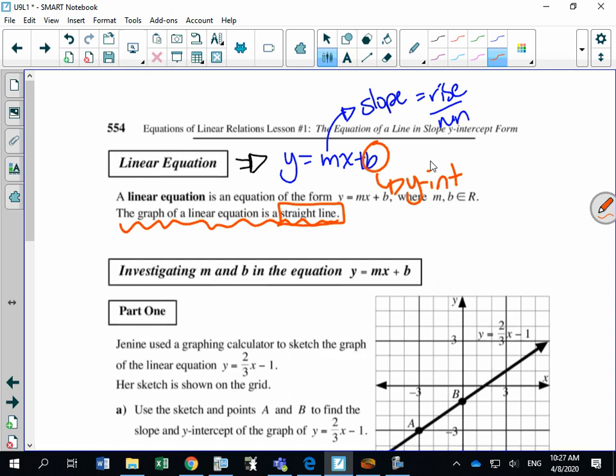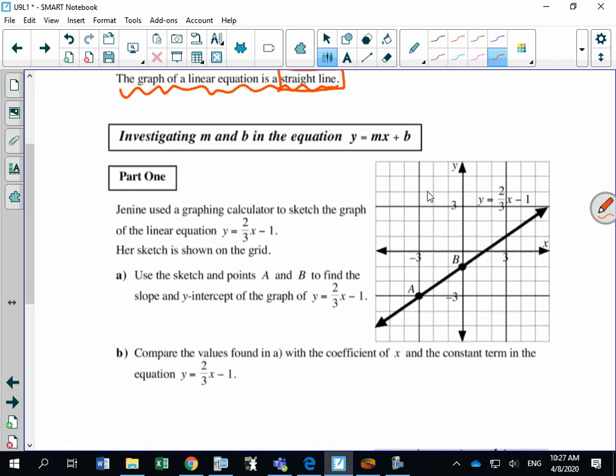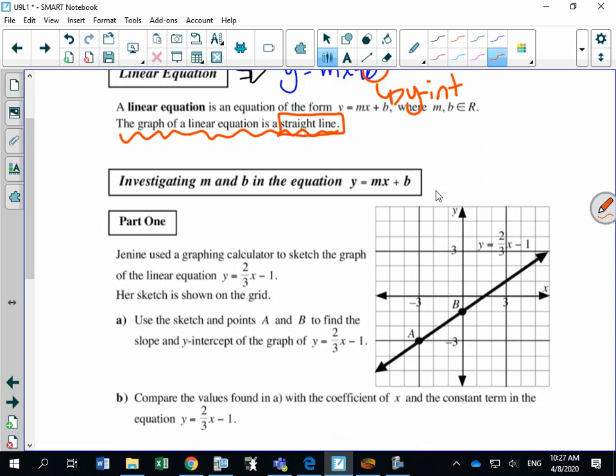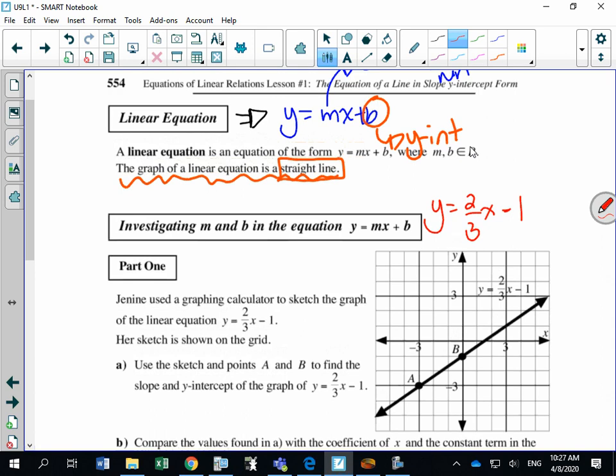Okay, how would you graph this? I just want you to write a few notes on graphing. So for investigation 1, if I gave you this equation, y is equal to 2 over 3x minus 1, you need to be able to look at this and tell me what your m value is and what your b value is.